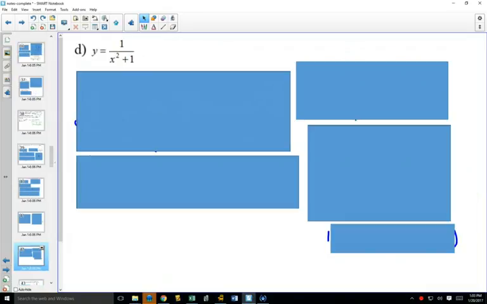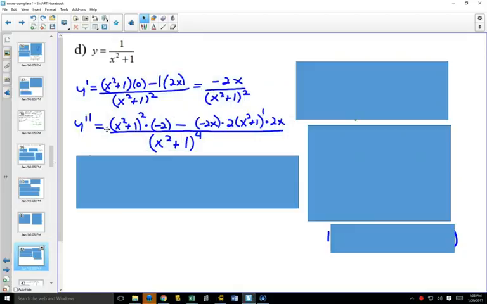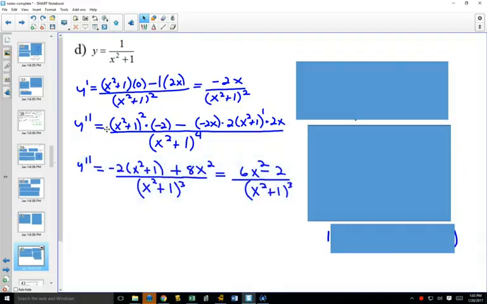So, using the quotient rule and simplifying it, your first derivative is -2x over x squared plus 1 all squared. And then using the quotient rule again and simplifying it, your second derivative becomes 6x squared minus 2 over x squared plus 1 cubed.